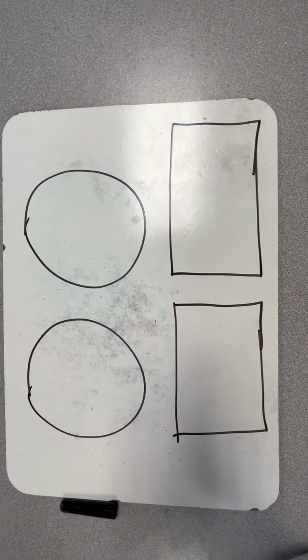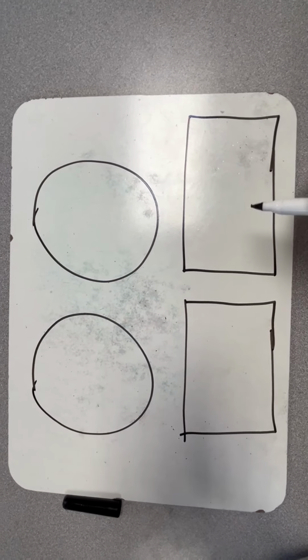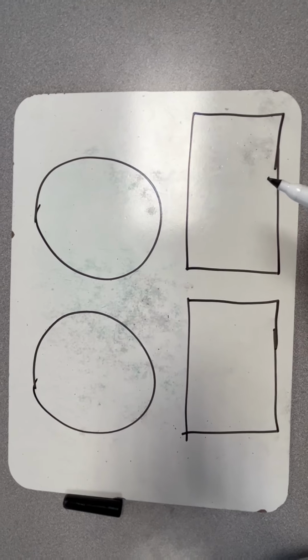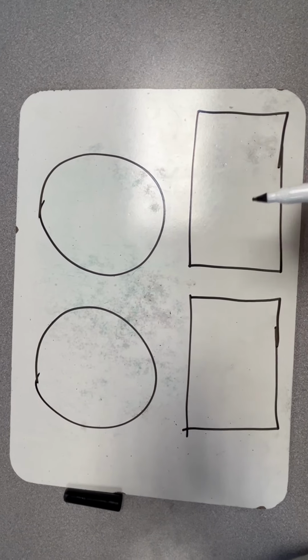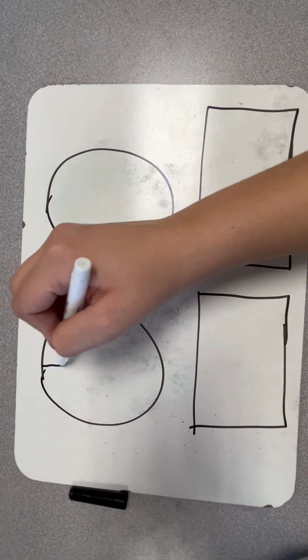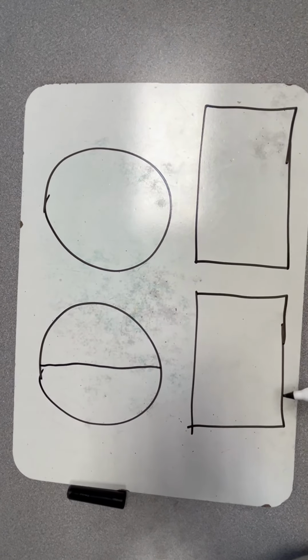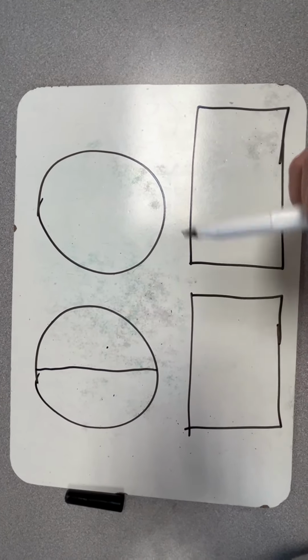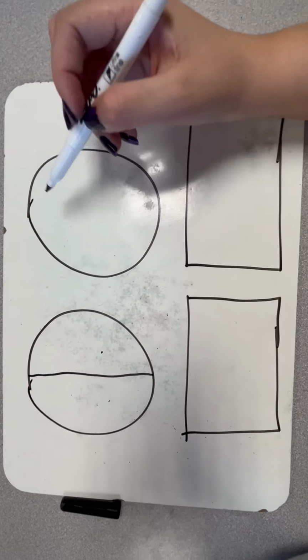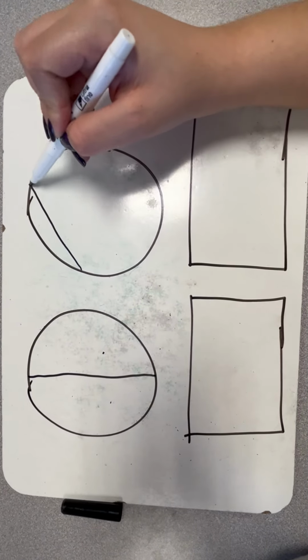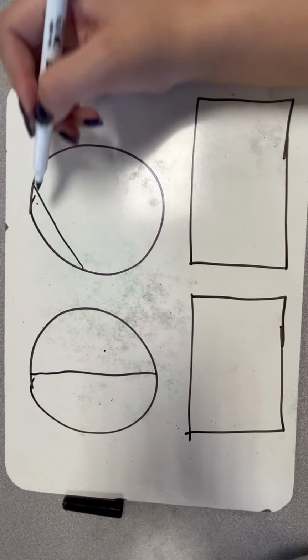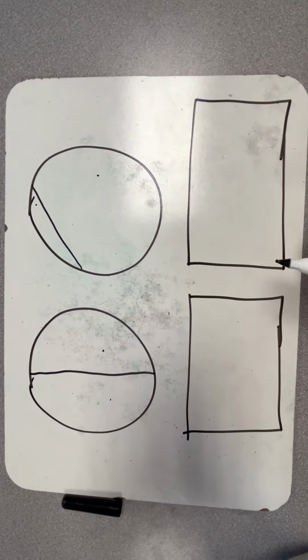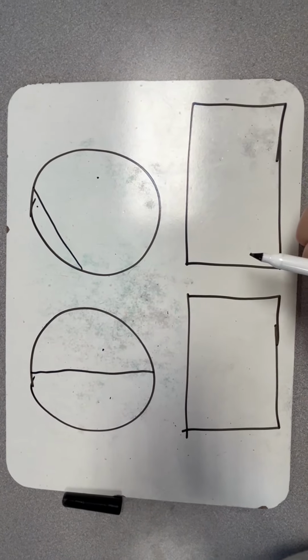Here are the basic concepts of fractions that should be reviewed from 3rd grade. The first is that fractions are always talking about equal sized pieces. For example, if I take this circle and I split it like that, this side and this side are the exact same size, so they are fractional pieces. But if I take this circle and I split it like that, this piece and this piece are not the same size, so they are not fractional pieces.